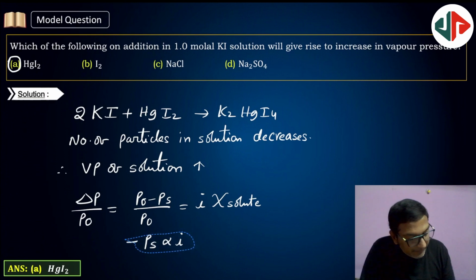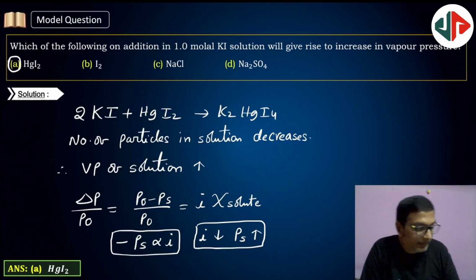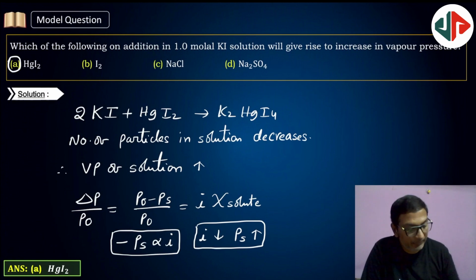P naught minus Ps directly proportional to i. That means as the i value decreases, Ps value increases. This is the relation. As the value of i increases, Ps decreases. Here i decreases means Ps increases. Vapor pressure of solution increases. Next.